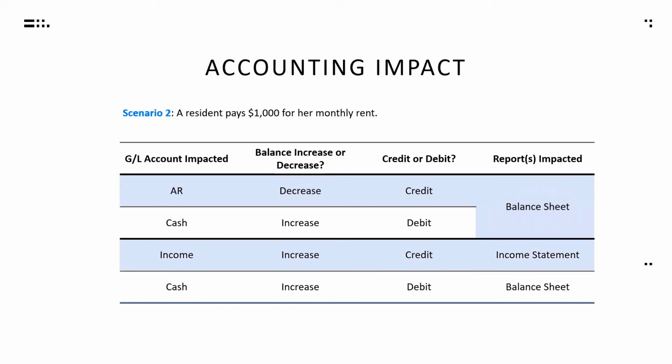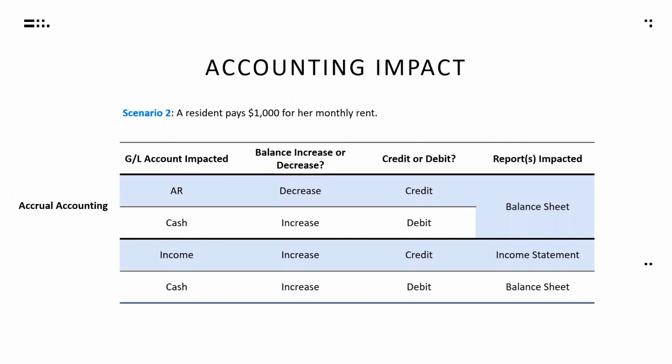Our next scenario is that resident pays you $1,000 for her monthly rent. On the accrual side, the two GL accounts that are impacted are accounts receivable and your operating cash account. Accounts receivable is now going to decrease because now less money is owed to you since the resident has made a payment. Your cash account, which is your real world bank account, will now increase because you've received money from your tenant. In order to decrease my AR account, I would credit it. In order to increase my cash account, I will need to debit it.